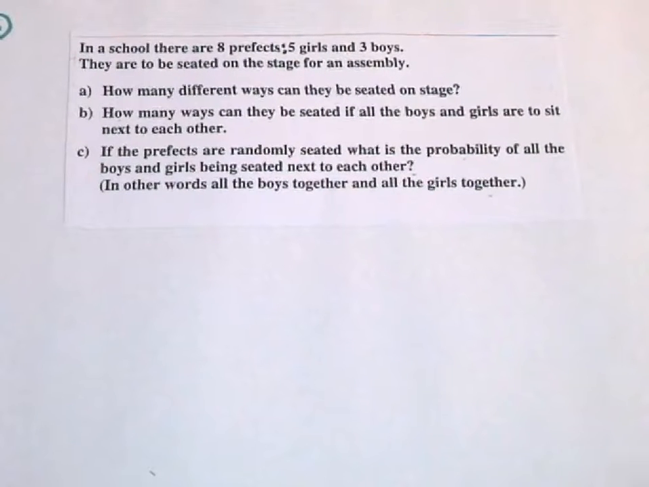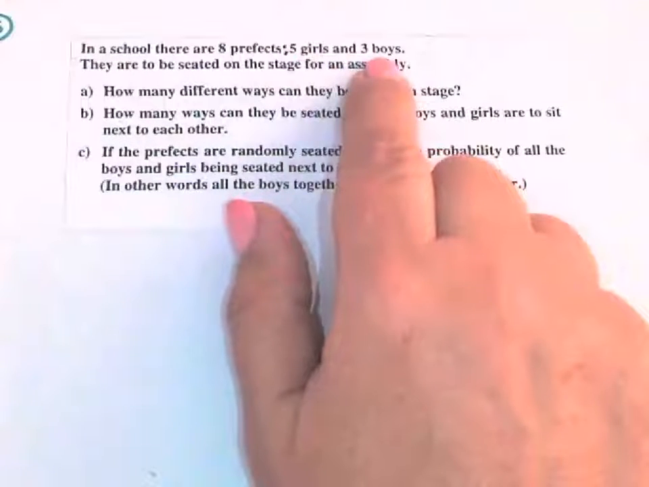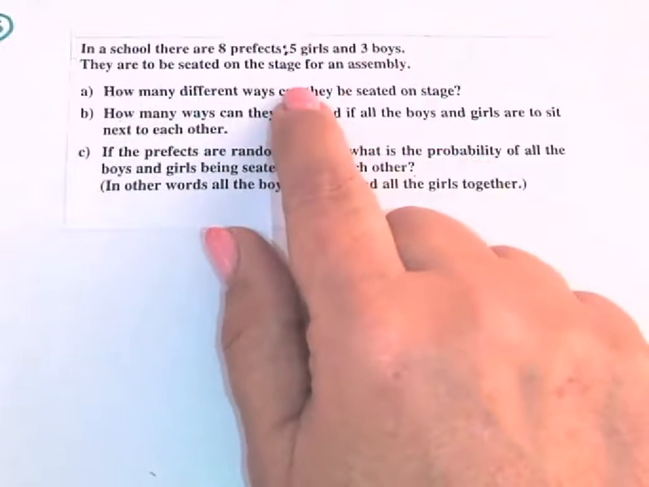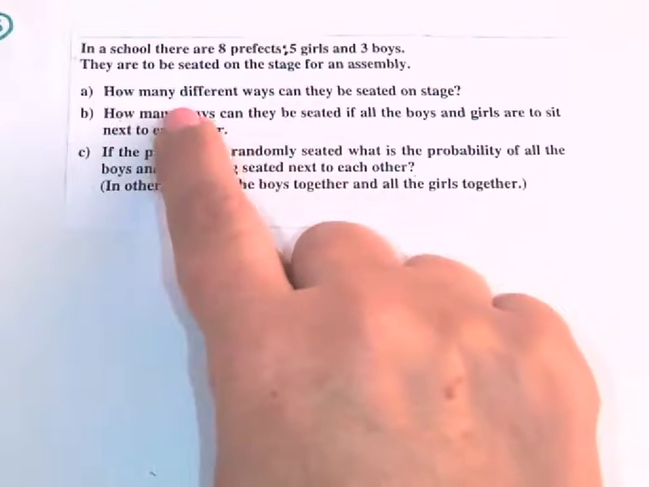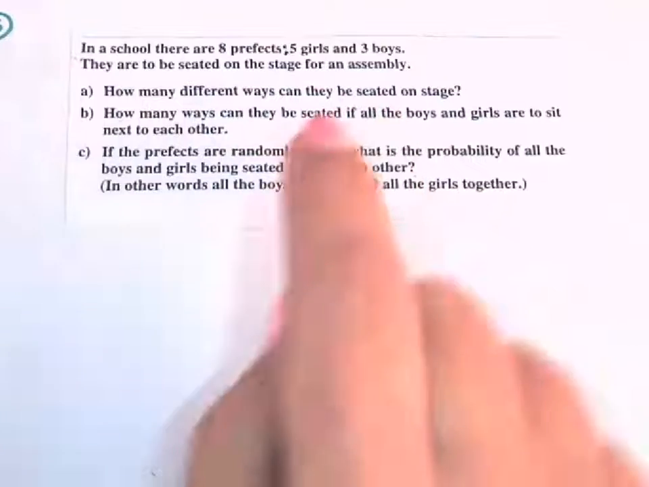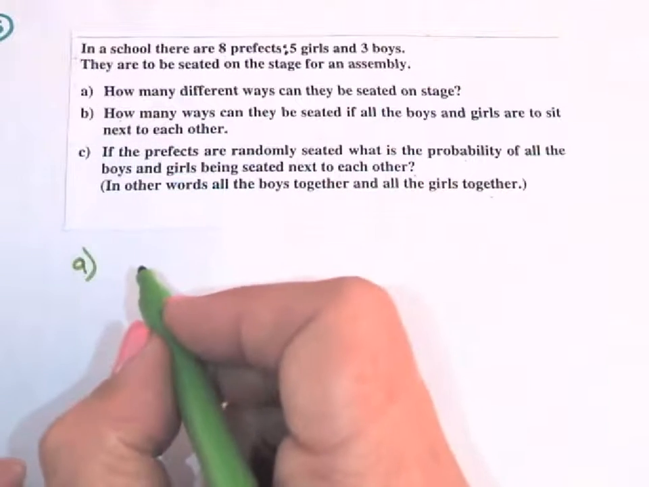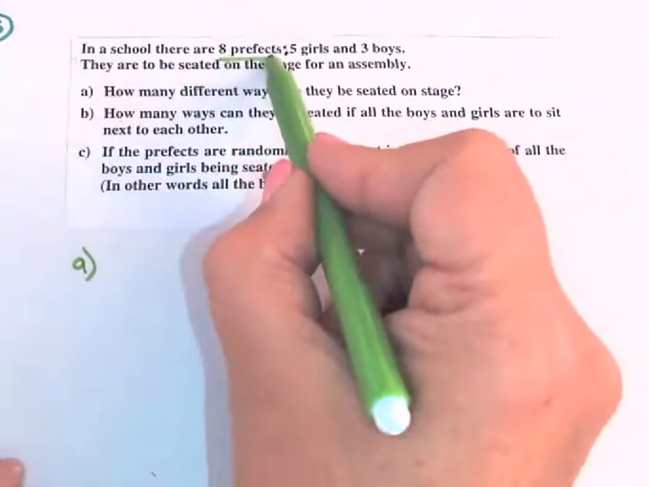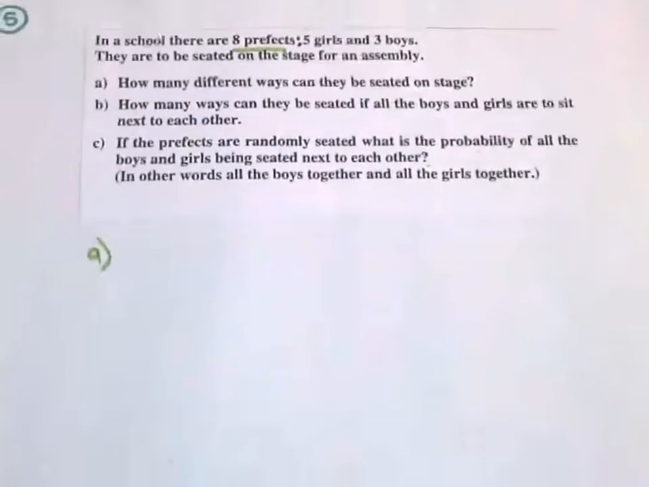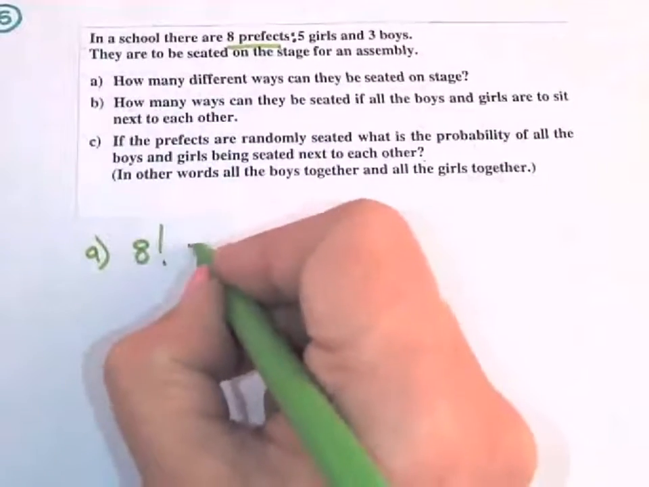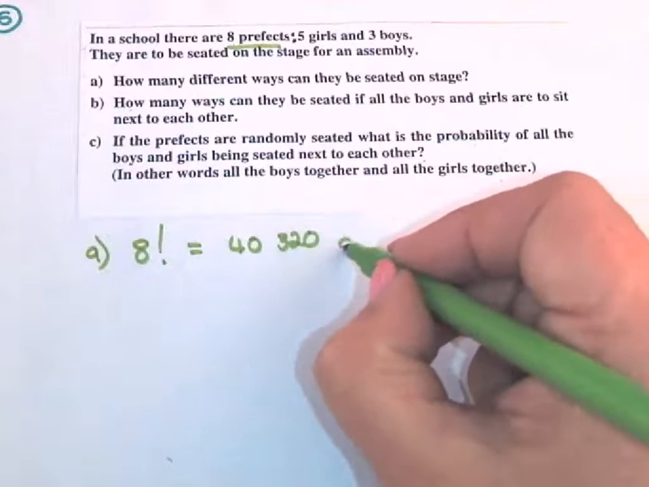In a school there are 8 prefects, 5 girls and 3 boys. They are to be seated on a stage. So for question A, in how many different ways can they be seated? 8 prefects, 5 girls, 3 boys. 8 factorial, and that is 40,320 different ways.